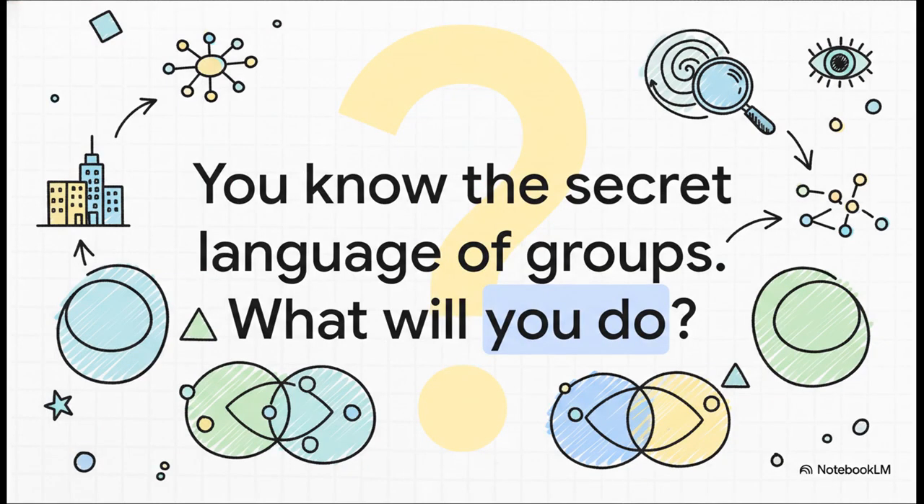And that's it. Sets, elements, and the 4 basic operations. This isn't just abstract math, is it? It's a lens. It's a way to see the world. It's the logic behind your music recommendations, your search results, and how data is organized pretty much everywhere. So the next time you filter a spreadsheet or search your email, remember these simple, powerful tools. You know the secret language now. So the only question is, what will you do with it?